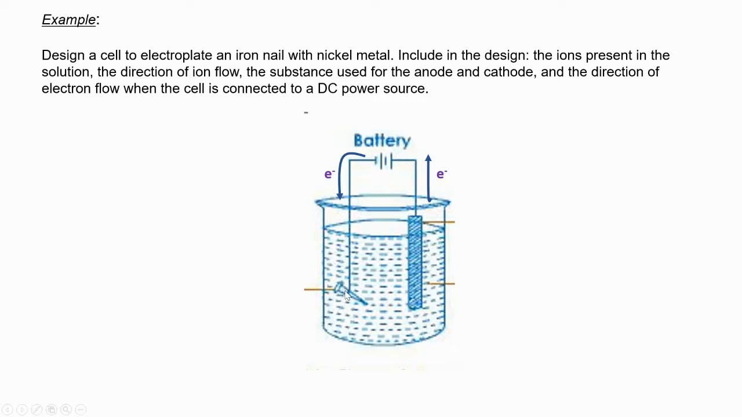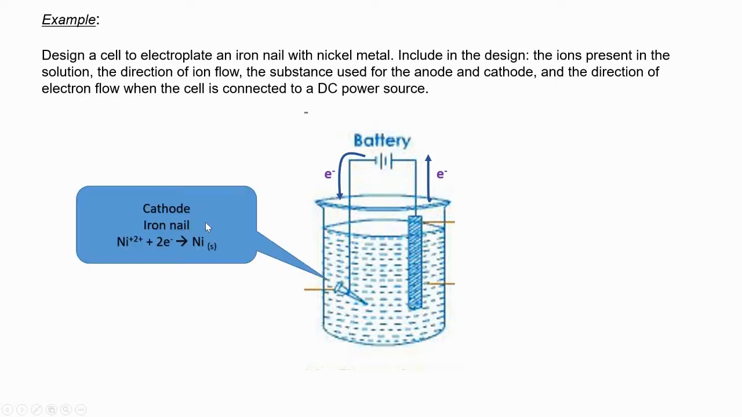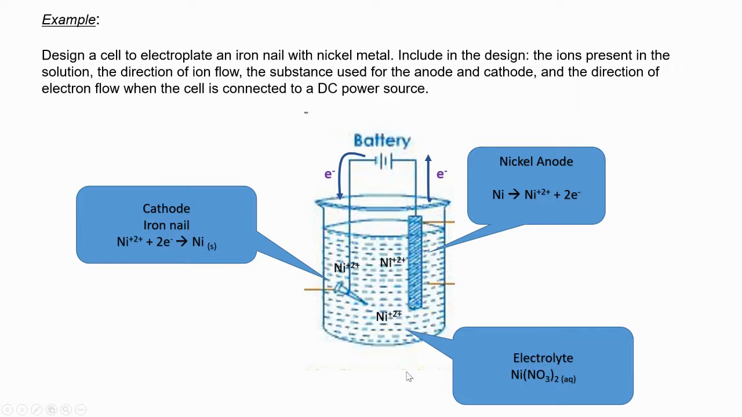All right. So my nail, since I attach it to the negative terminal, it's going to be the cathode, right? So we're going to have the reduction going on at the cathode. So my nickel is going to be plated on top of my cathode. At my anode, we're going to have the oxidation going on here. And so we're going to be losing electrons here. Electrons are going to be pulled away from there. So it's going from solid nickel, a nickel bar here, to Ni2+ plus 2 electrons, right? Our electrolyte is going to have Ni(NO3)2, right? So we're going to have Ni2+ ions floating around in solution.